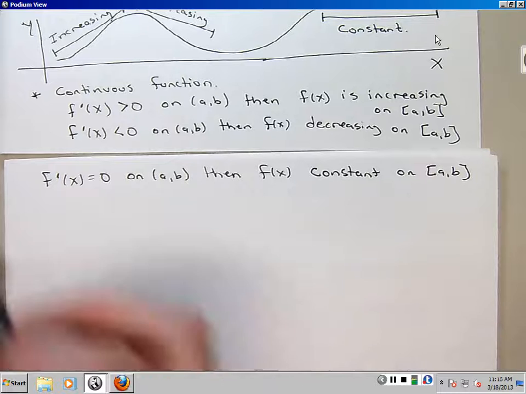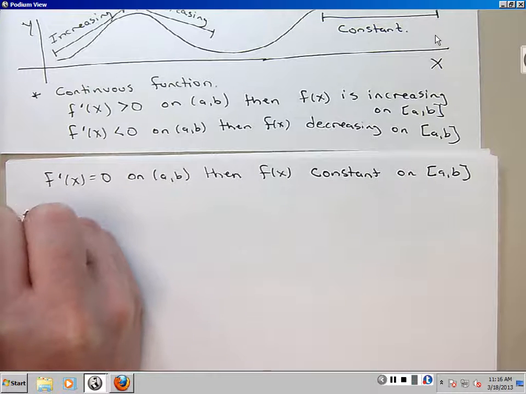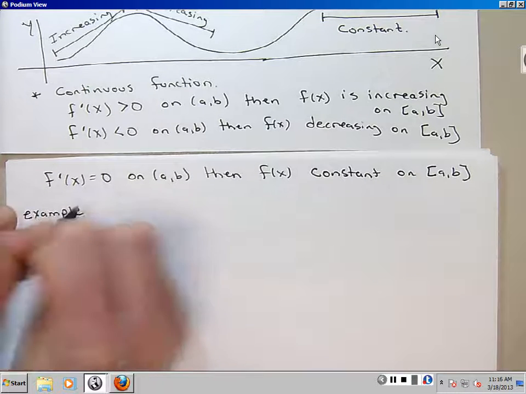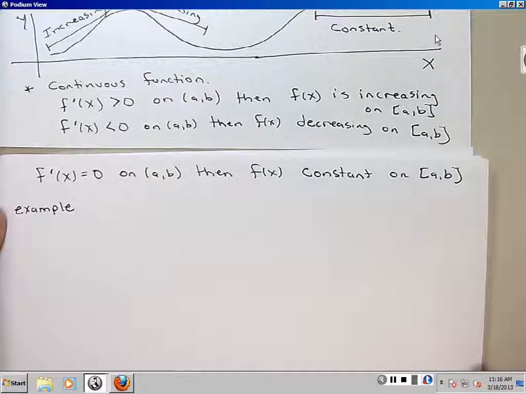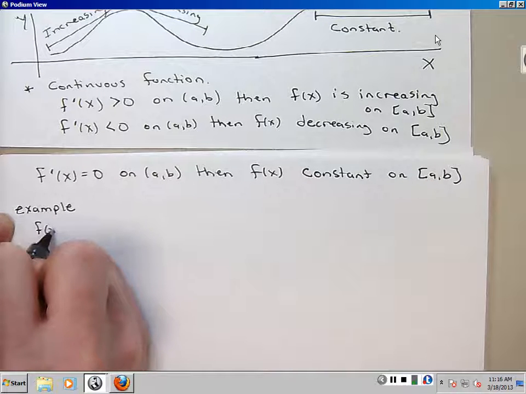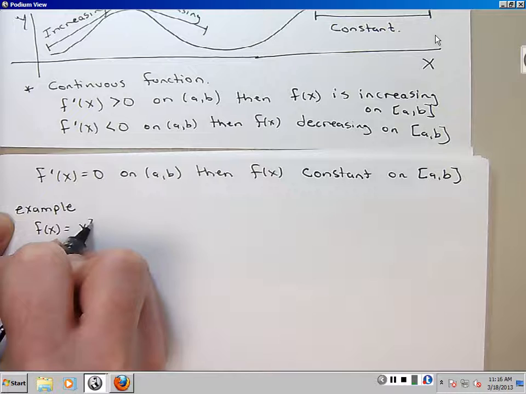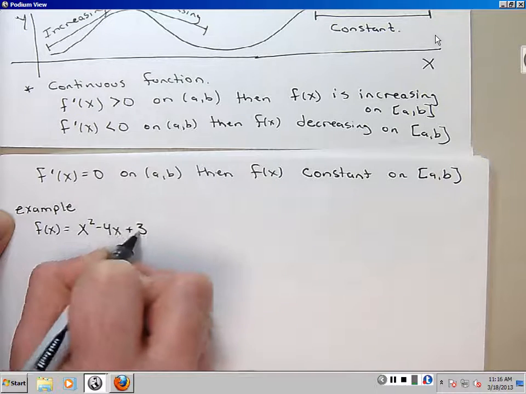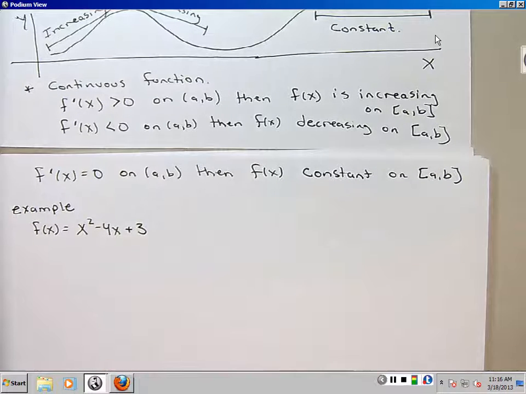So let's look at an example. Let's say we have the function f of x equals x squared minus 4x plus 3, and I want to know about this graph. You guys can graph quadratics, right? You've seen the tools to graph a quadratic. You've got to find the vertex, find out if it opens up or down, things like that.